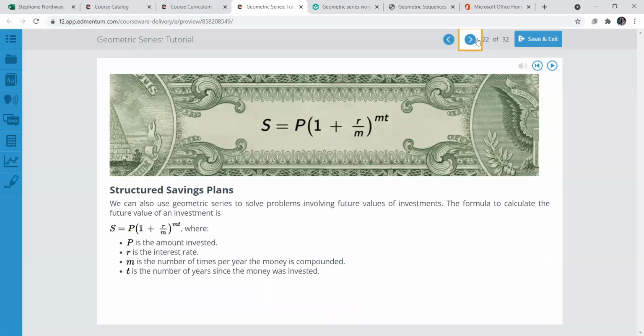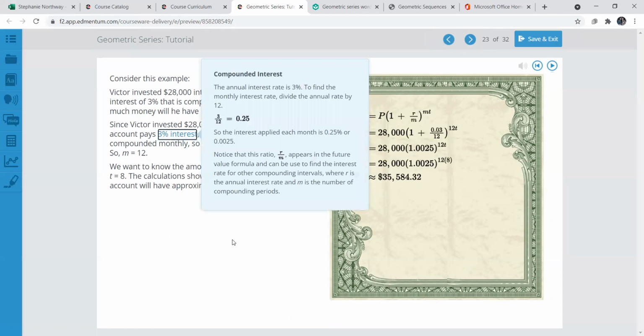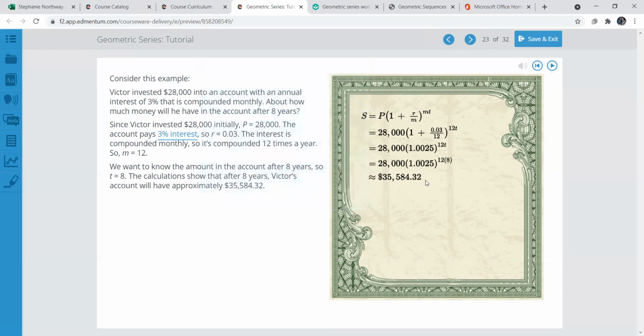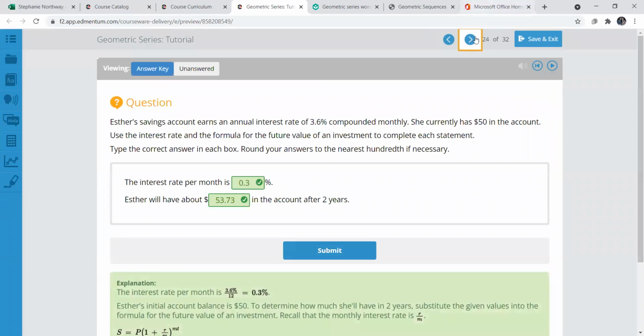And structured savings plans. Here's what you do in a savings plan. Here's how you figure this out. 3% interest is just giving some examples of savings plans. Saving money, how does your money multiply over time? If it's got this interest rate and so on. Pretty cool when you open up a savings account. Definitely recommend that.